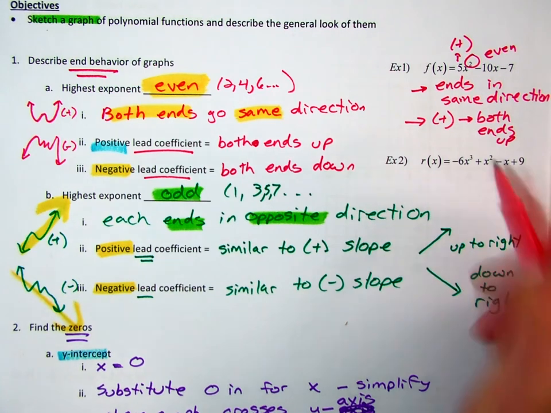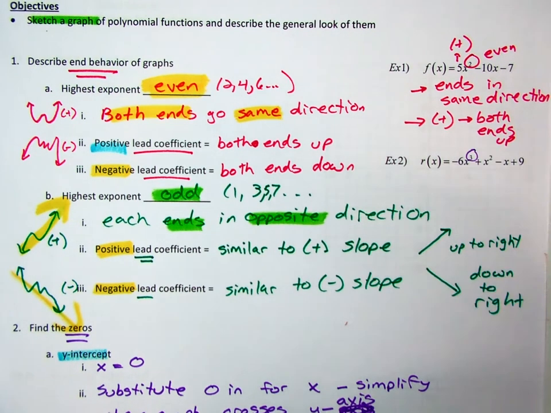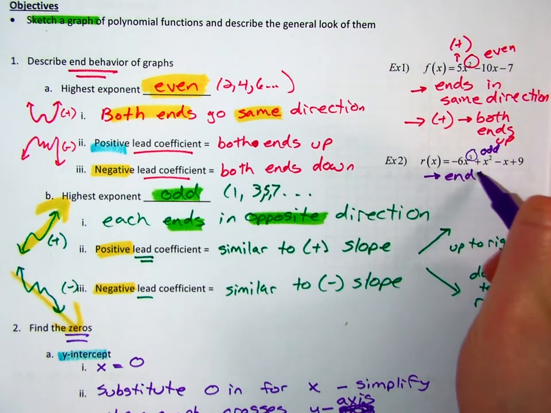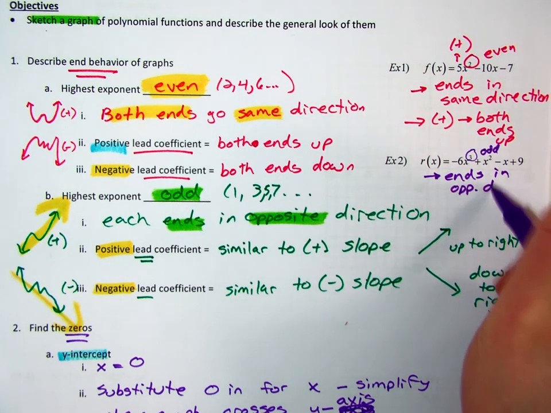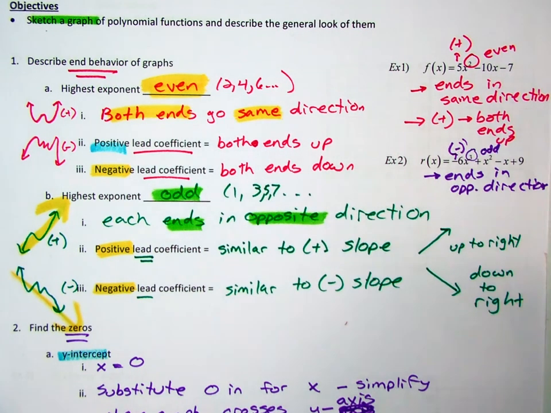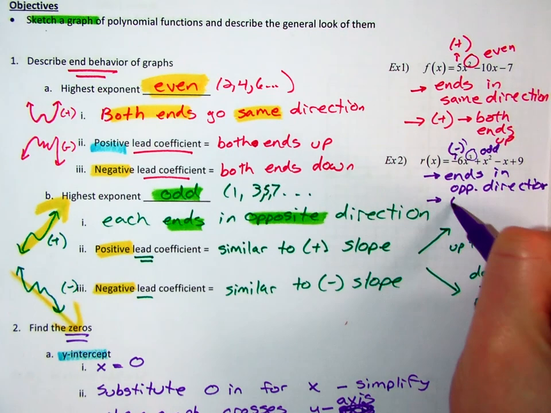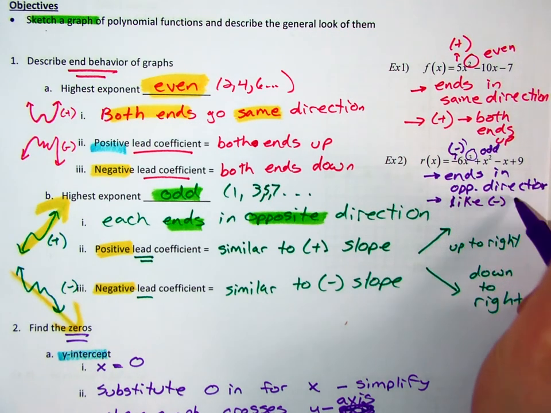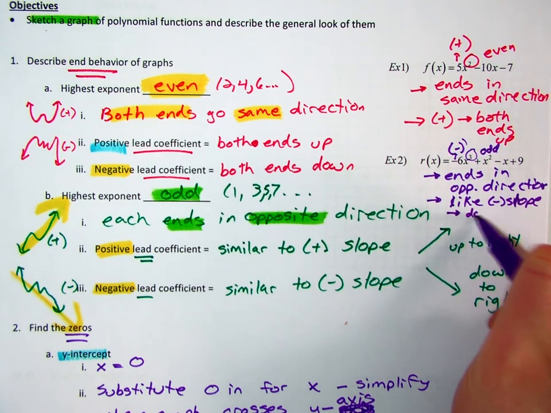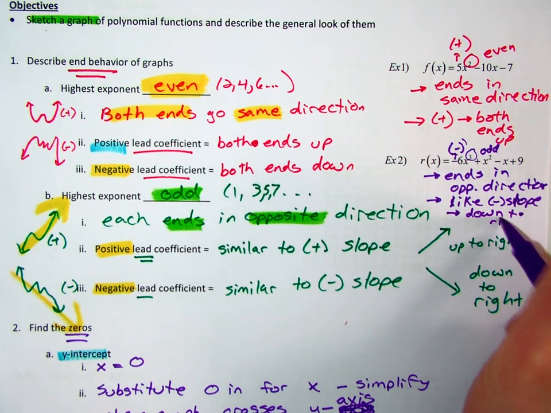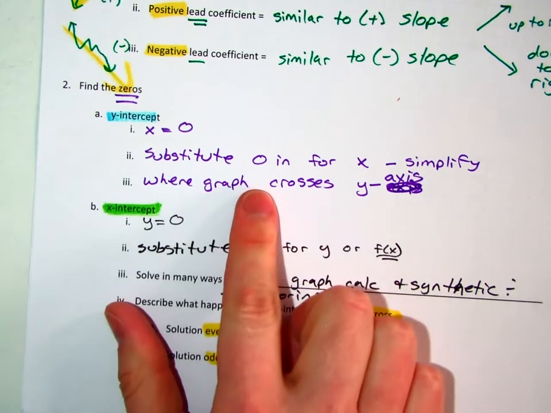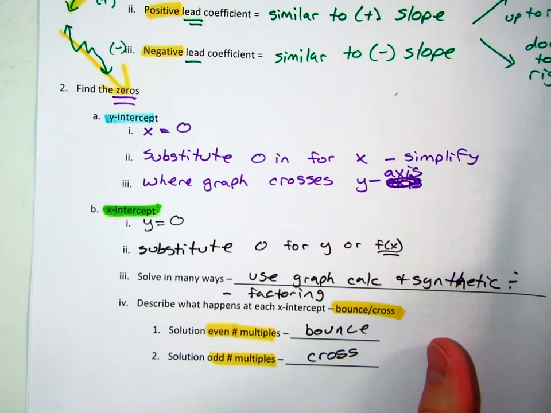But with the next one, when I look at it, my degree is 3, which is odd. If it's odd, my ends will go in opposite directions. And in this case, my lead coefficient is negative, and since it's negative, that means it'll be like a negative slope. So that means it will go down to the right. So you can get a lot from it just by glancing at those first pieces. But once you do that, you'll need to make sure you go back and find your zeros.